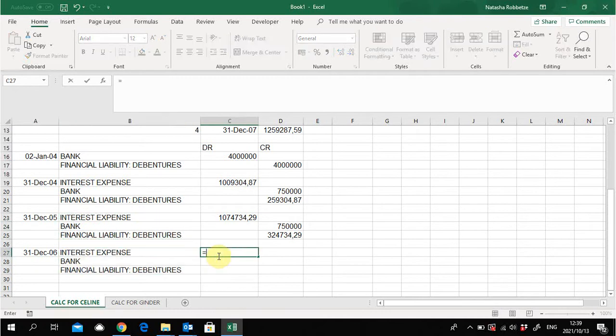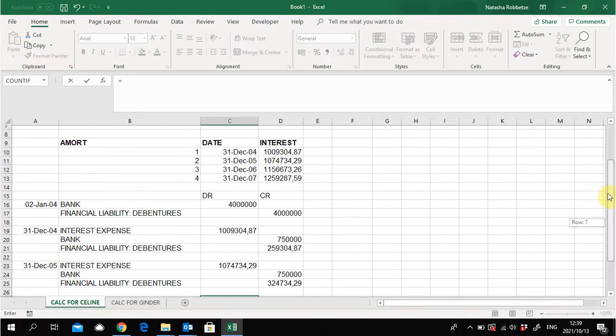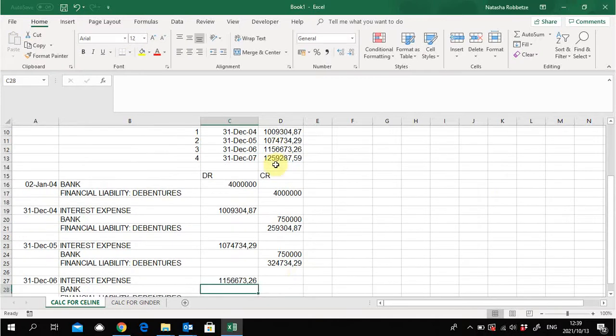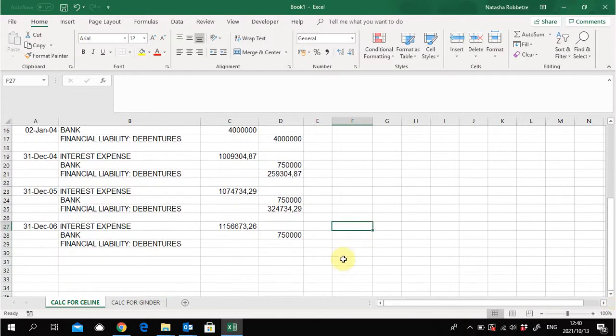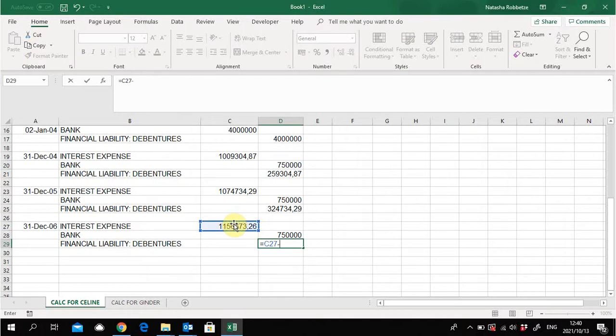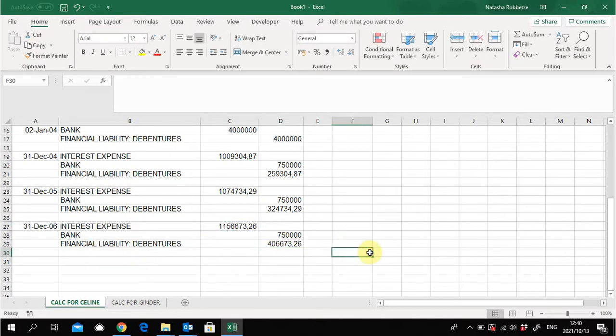Here the expense is going to be equal to the third amount. The payment is still 750,000 as per our financial calculator inputs. And again, a balancing figure is required. So there we go. The balancing figure for financial liabilities is 406,673 and 26 cents.